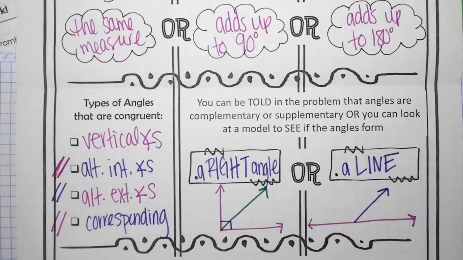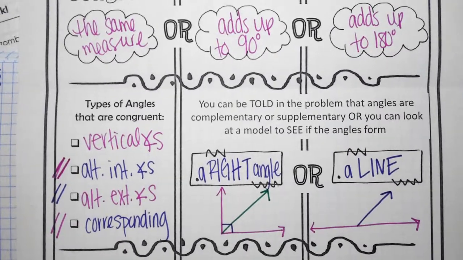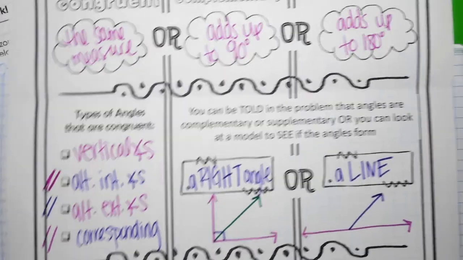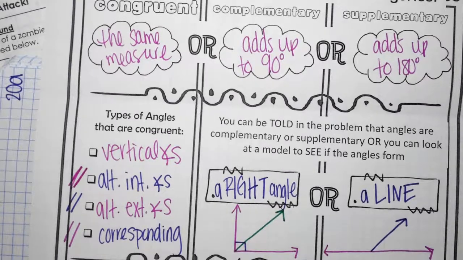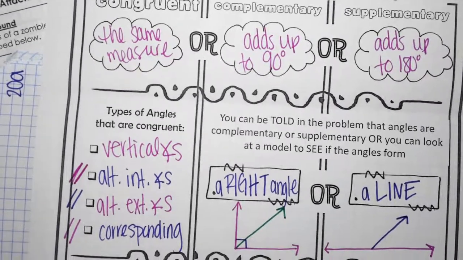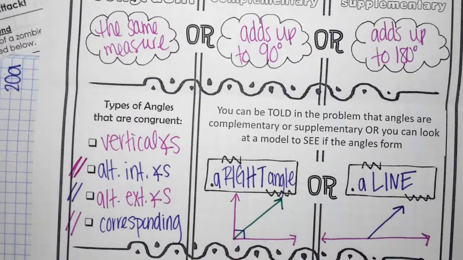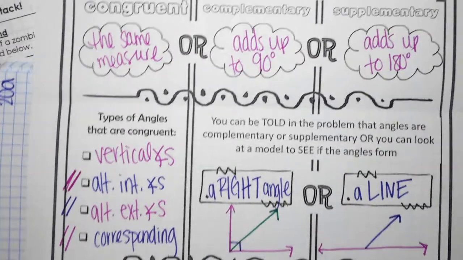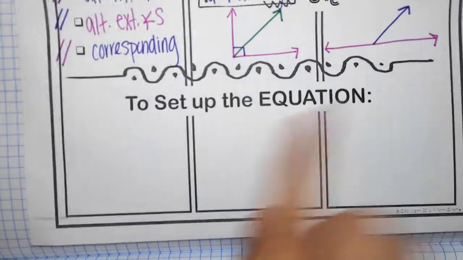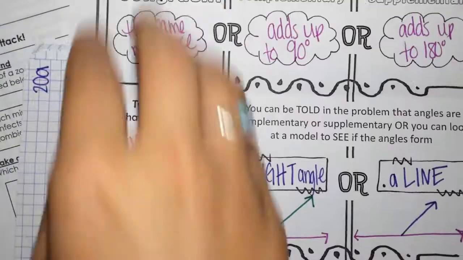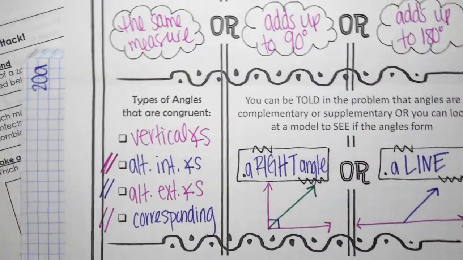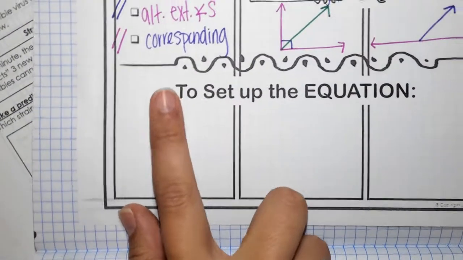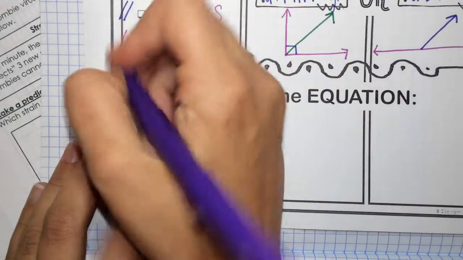So these two angles would add up to equal what? Look at us go. Now, if you had to set up an equation with congruent angles, what would you do? Set them equal to each other. Fantastic. Remember, this whole column is congruent, this whole column is complementary, this whole column is supplementary. When I tell you they're congruent angles, you would set the angles equal to each other.